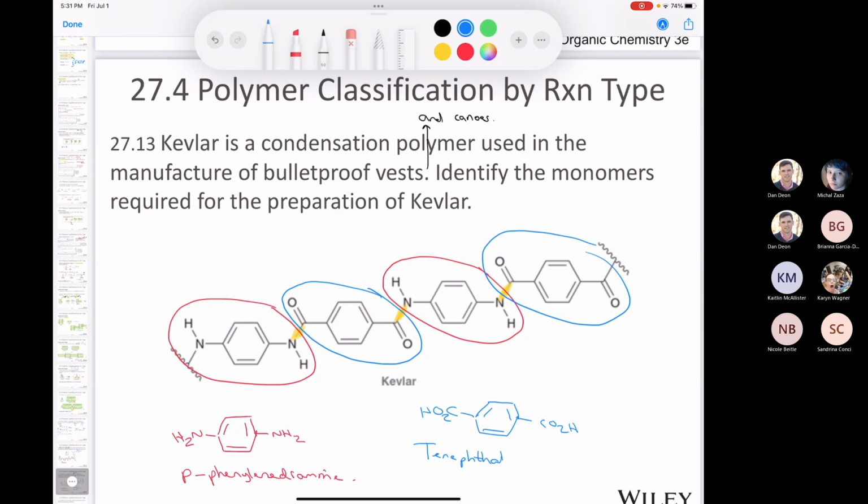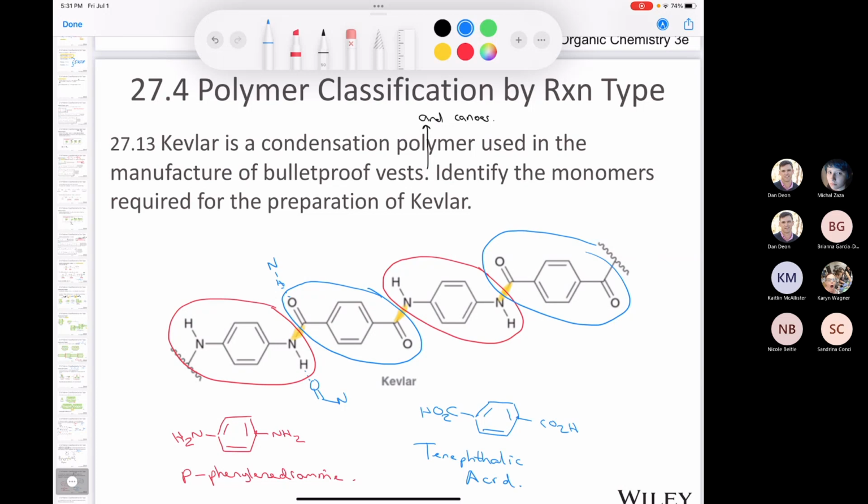Terephthalic acid. Pretty neat. Kevlar. You can imagine what makes Kevlar so strong is if you were to repeat this whole thing and then move it up here, there's so much opportunity for hydrogen bonding between these things, and if you had an NH here, there's so much opportunity for hydrogen bonding. So that's what imparts some of the strength to Kevlar. Very interesting material.